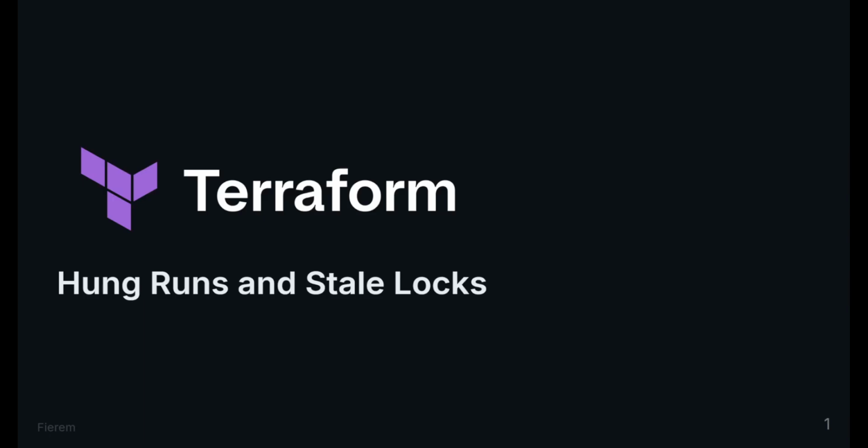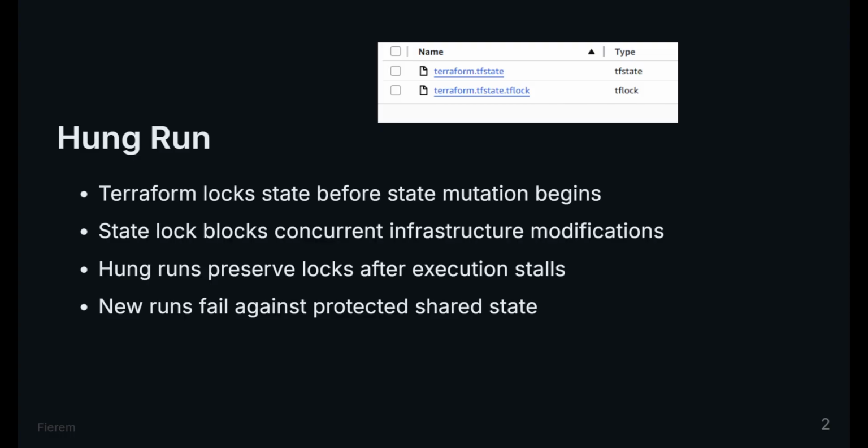Hung runs, and stale locks. A Terraform run locks state before state mutation. The lock blocks other runs from writing the same state. A hung run can keep the lock after useful work stops. The next run fails because Terraform sees protected state.